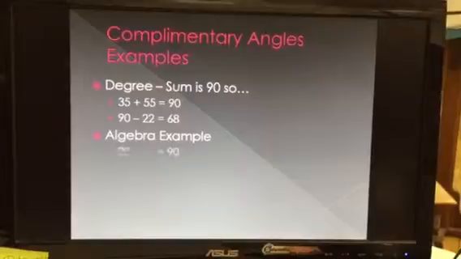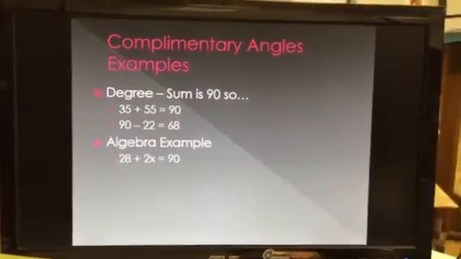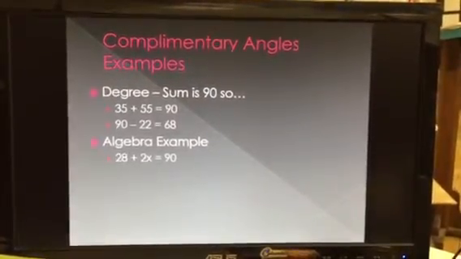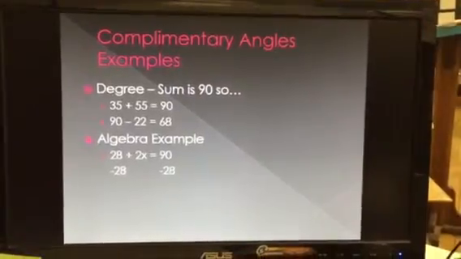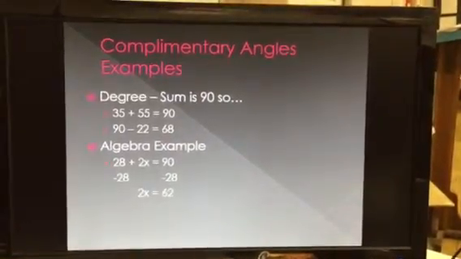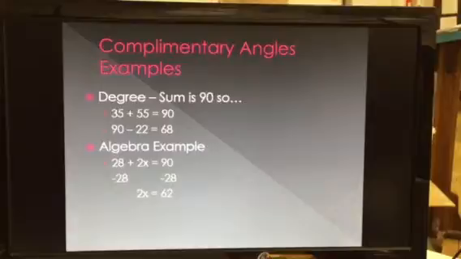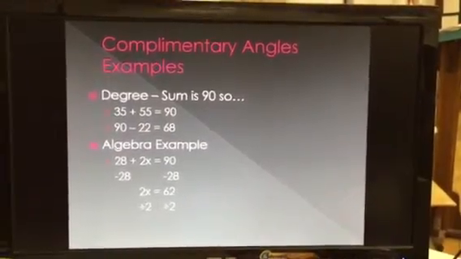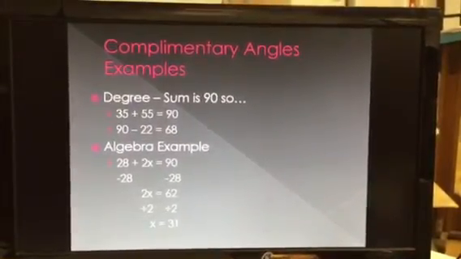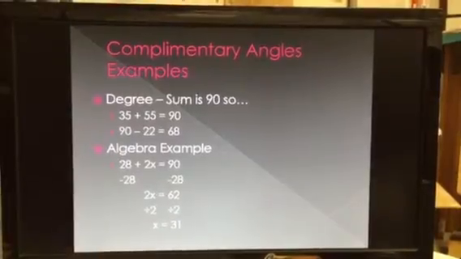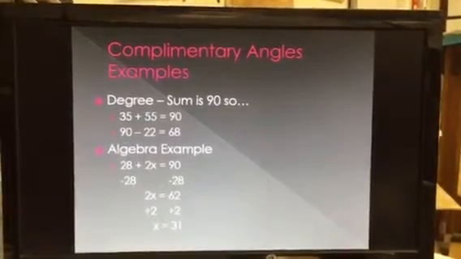An algebra example, 28 plus 2x equals 90 degrees. So we would solve this two-step equation. Subtract 28 from both sides. So you have 2x equals 62. Divide both sides by 2. And x would be 31 degrees. All right, so those are my examples.